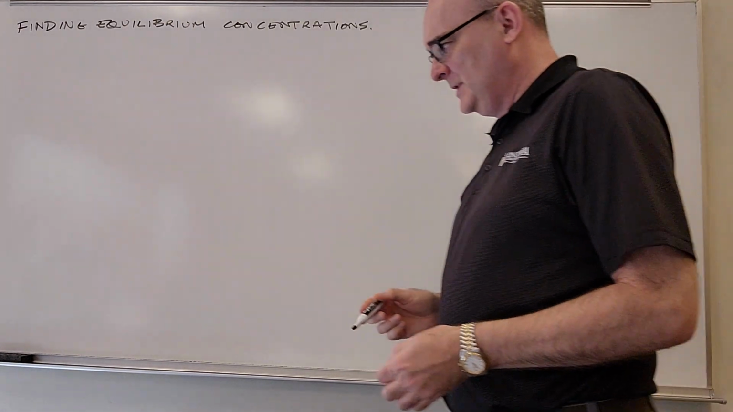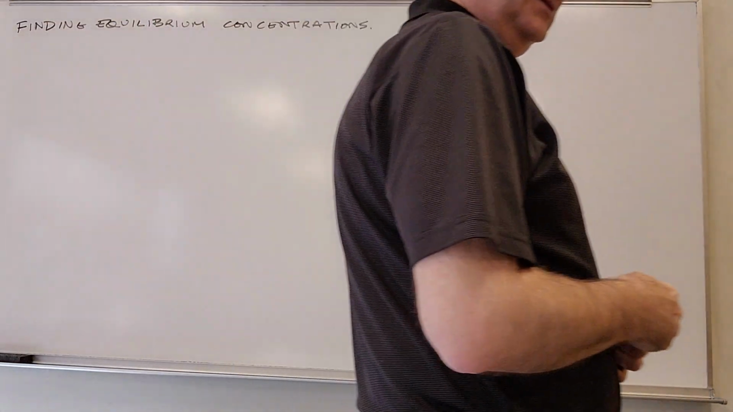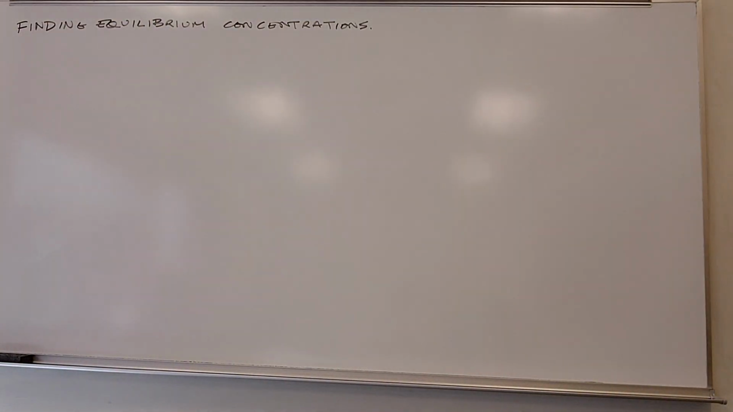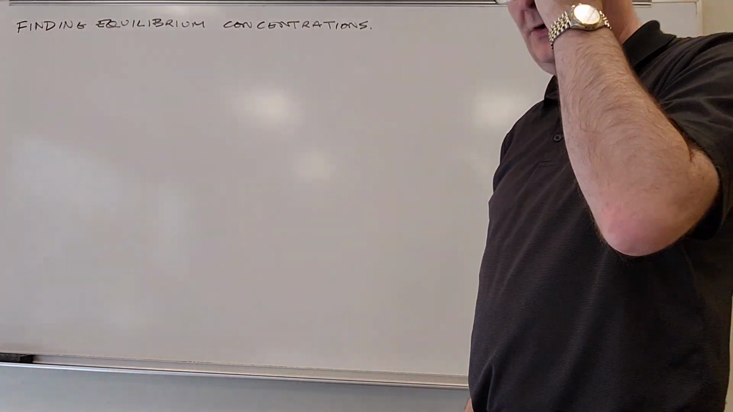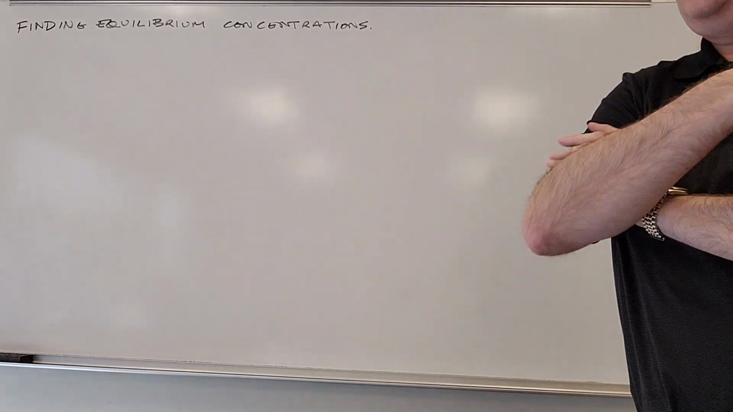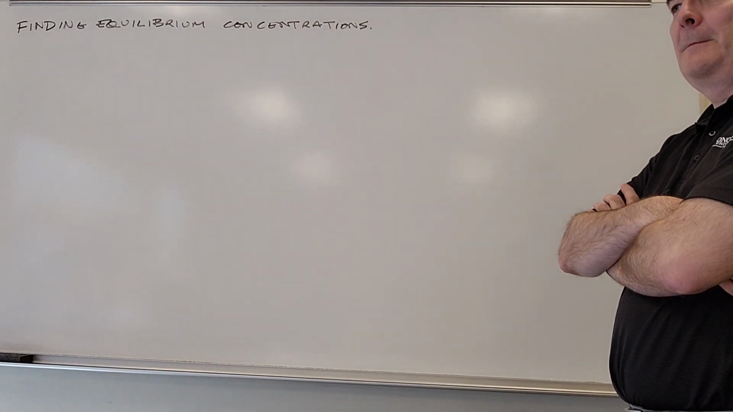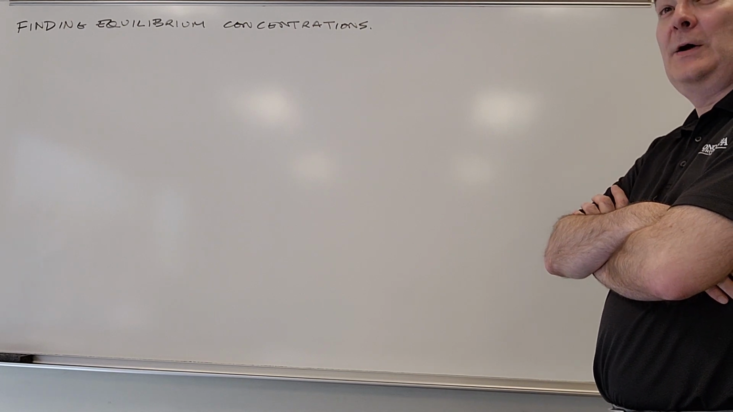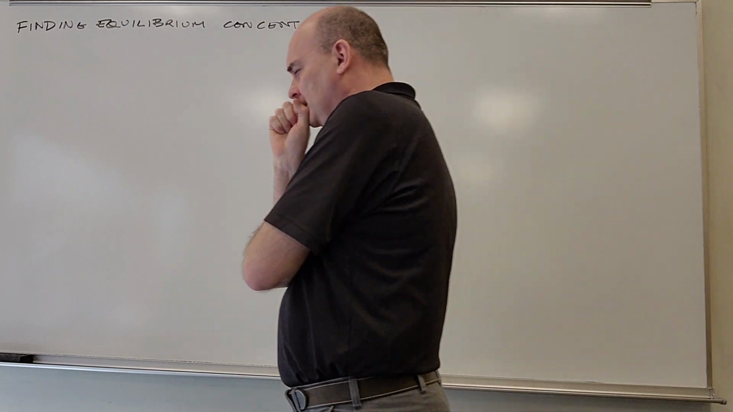Okay, so this class in many ways is like General Chemistry 2.5. We're going to take what we already know and then we're going to build on it. And one of the things that we already know is how to find equilibrium concentrations. They can be found a couple of ways. We're going to do two things.